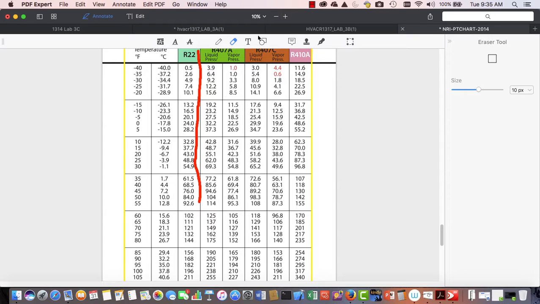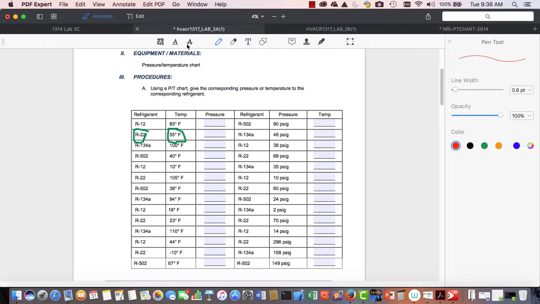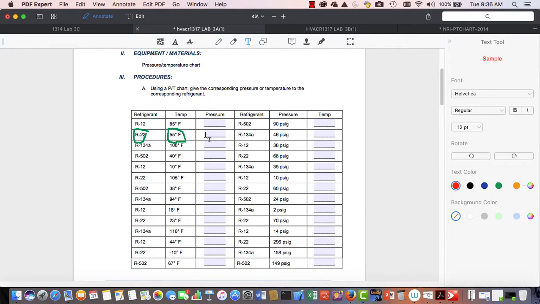Okay. So we have, again, my temperature of 55 degrees, my R22 column, and my pressure that intersects the two. So the pressure of R22 at 55 degrees is 92.6. So my answer to this one right here would be 92.6.